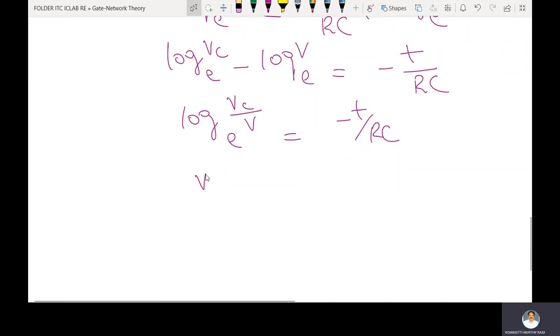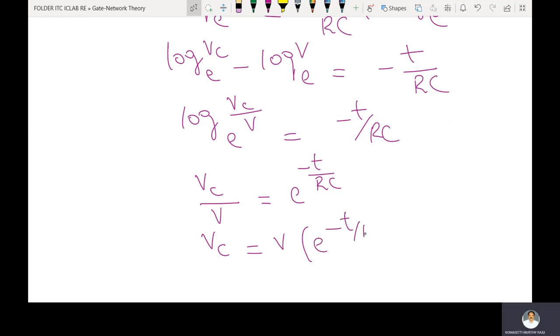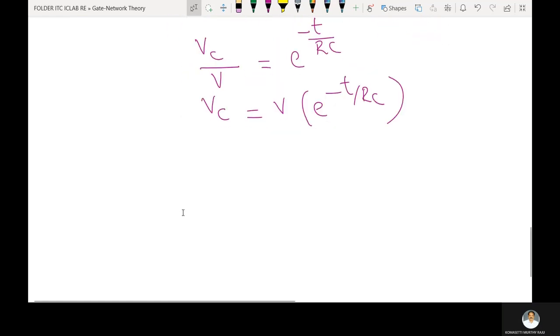Vc by V, the voltage across the capacitor by the source voltage, is equal to e power minus t by RC. Therefore, Vc is equal to V into e power minus t by RC, where the product of R and C is called the time constant of the circuit.